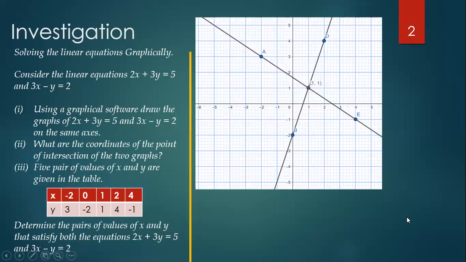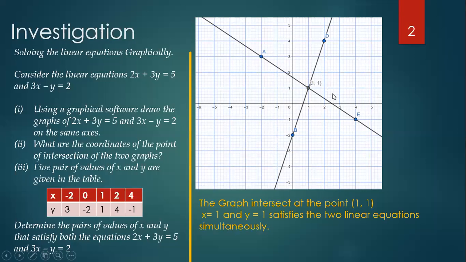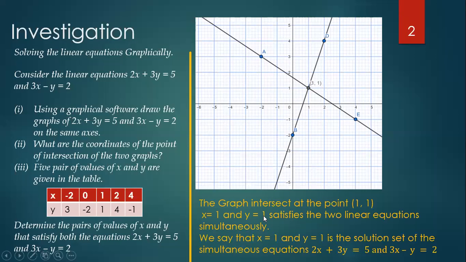Now, this is my graph. The graphs intersect at point 1, 1, as you can see here. x is equal to 1 and y is equal to 1. The first one is the value of x, the second one is the value of y. They satisfy the two linear equations simultaneously. So we say that x is equal to 1 and y is equal to 1 is the solution set of the simultaneous equations 2x plus 3y is equal to 5 and 3x minus y is equal to 2.